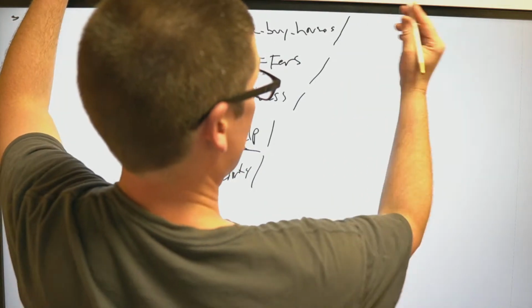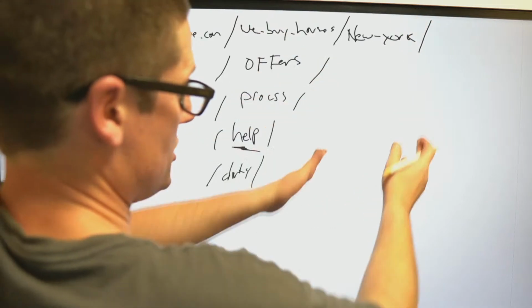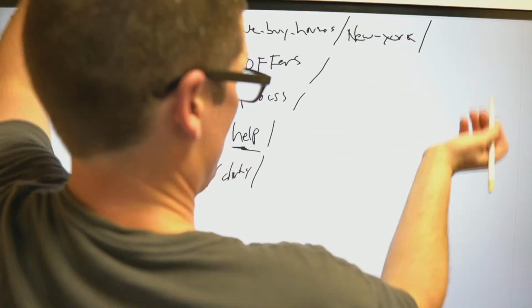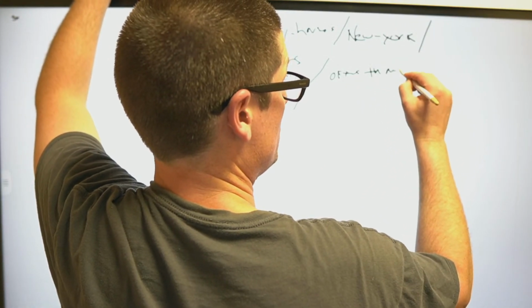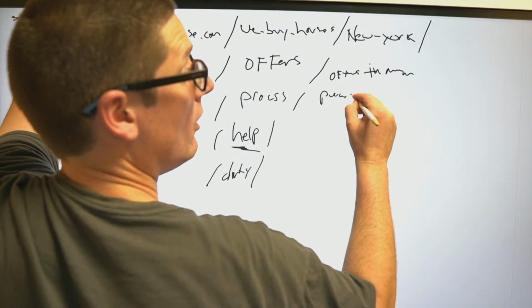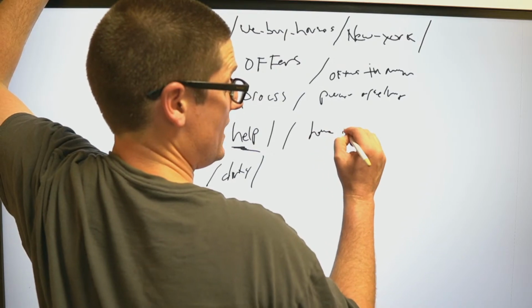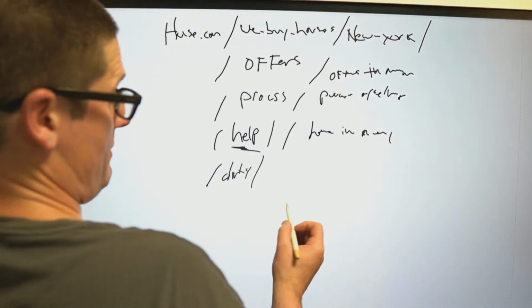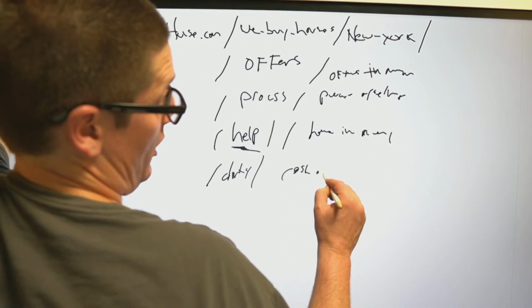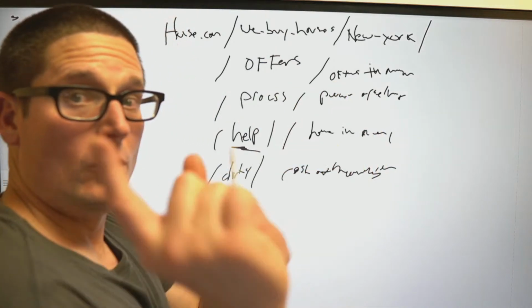Now, let's say that we're doing it in New York. Now we have a whole nother subsection here. Top level, it's we buy houses in New York. So we could start talking about offers. I hope this makes sense to you. This could be offers in New York. This could be the process of selling in New York. This could be help selling a home in New York. Help in New York. This could be dirty houses. This could be, I don't know, cost of buying in New York, right? Again, we're doing it in New York. I'm doing it this way. It's really running this way if we're looking at a URL. We're on the same page. Good.